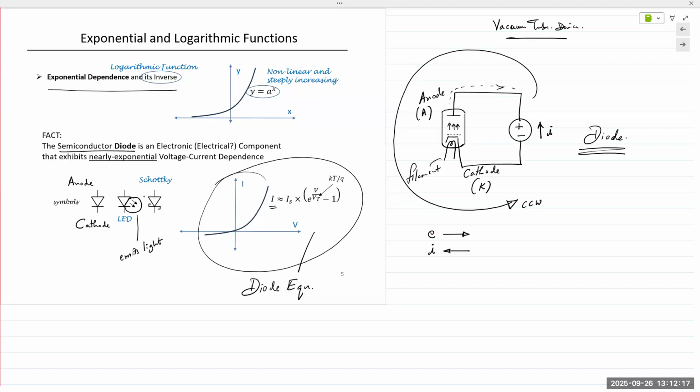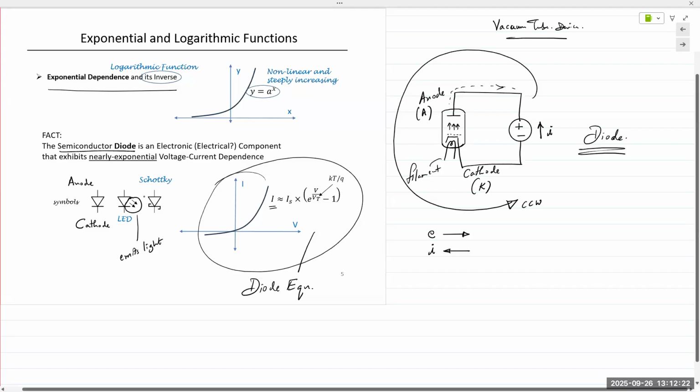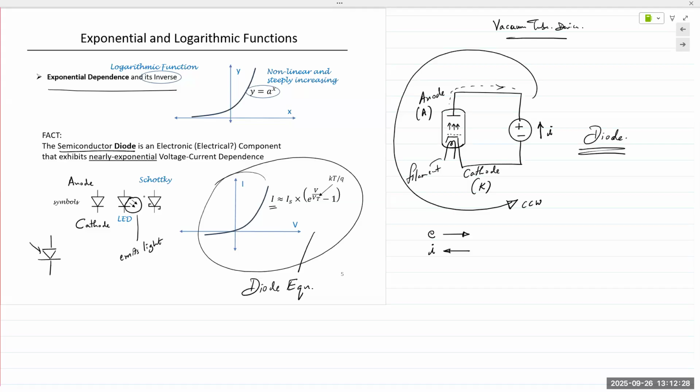If there is light that falls onto a diode, like this, then it's receiving light, or light is incident upon the diode, and that's a photodiode. Okay, that's known as a photodiode.